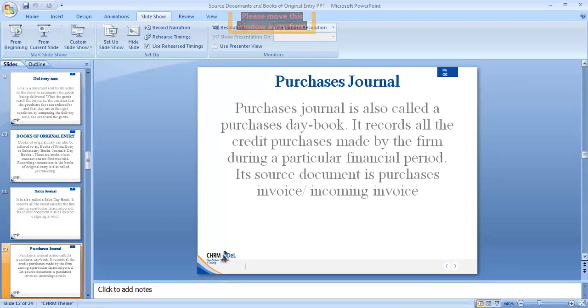What we normally use in preparing the purchases journal, or what I can call the source document, is normally the purchases invoice. Those invoices that we receive, the incoming invoices, are going to be our source documents. So we shall go to those invoices that we have received, go through them one by one, and from those invoices, we prepare our purchases journal.